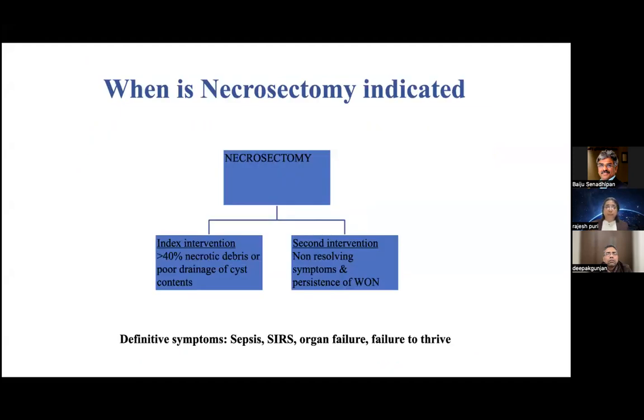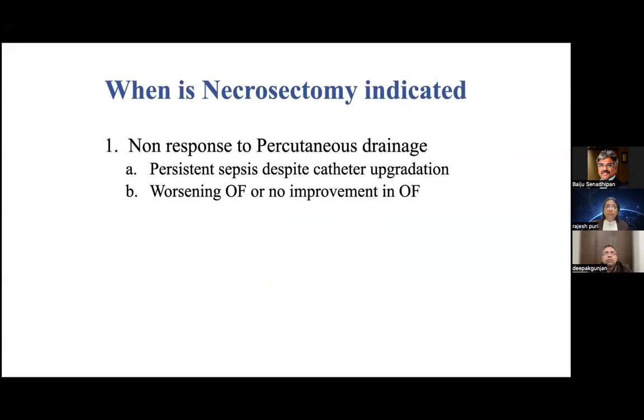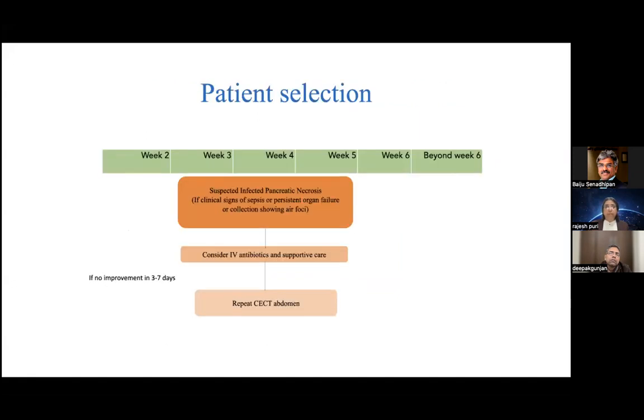So when is the necrosectomy indicated? On index intervention, if 40% necrosis is there, or if there's a poor drainage, or the patient developed new onset of symptoms in the form of fever, or the patient has persistent non-resolving symptoms, then you should go for the endoscopic necrosectomy. So when is the endoscopic necrosectomy indicated? No response to percutaneous drainage, persistent sepsis, worsening of organ failure, or the patient has multi-drug resistance. In these cases, you should do the necrosectomies. And necrosectomies can be done endoscopically or by the VARD technique, depending on which method you have used.